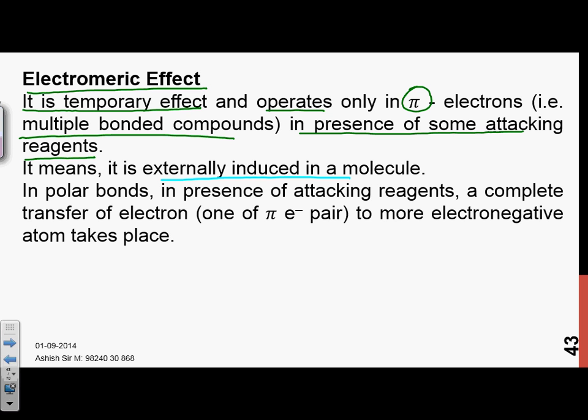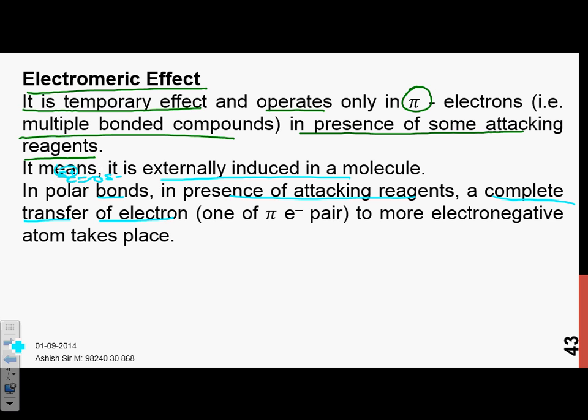Okay. In polar bonds, a polar bond was necessary. The carbon-oxygen bond was polar. We know that there was a partial negative and partial positive charge. In polar bonds, in the presence of attacking reagents, there is a complete transfer of electrons. The electron pair was completely transferred from carbon towards oxygen.